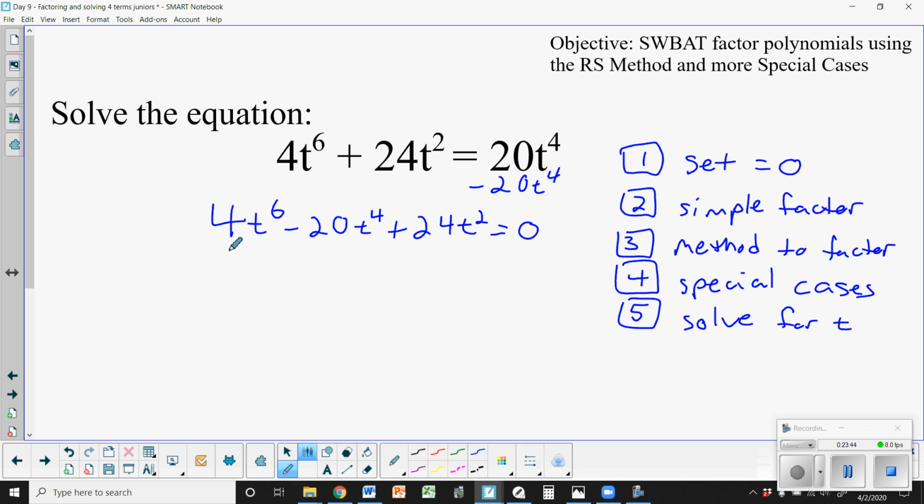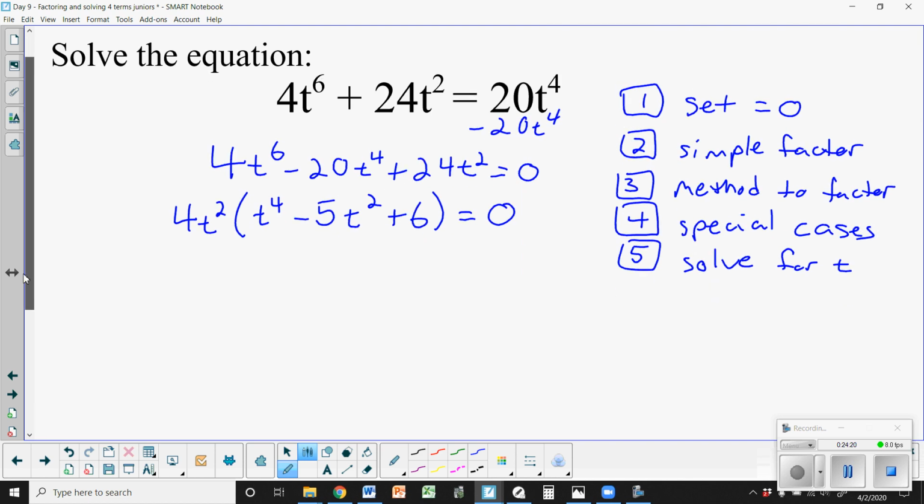All right. So now what can we divide? That's right. We can actually take out a 4, divide everything by 4, and we can take out a t squared. So then we're left with t to the 4th. We're left with negative 20 divided by 4 is negative 5. T to the 4th divided by t squared is going to be t squared. 24 divided by 4 is a positive 6. And then t squared divided by t squared, it's gone. So notice how fast these problems actually do simplify.